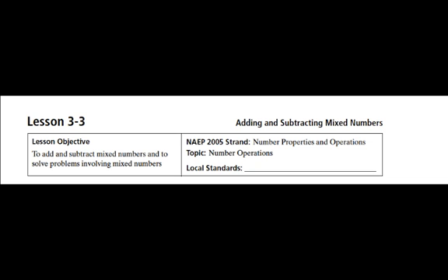Today we're going to focus on subtracting mixed numbers. The Indiana Academic Standard is 7.2.1. We're going to continue to have to find common denominators when we subtract fractions or mixed numbers. We're also going to change mixed numbers into improper fractions to begin the problem.